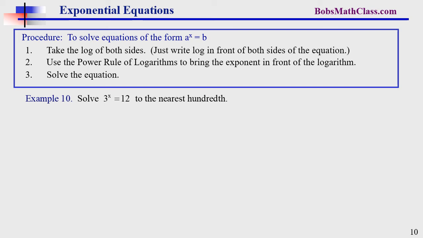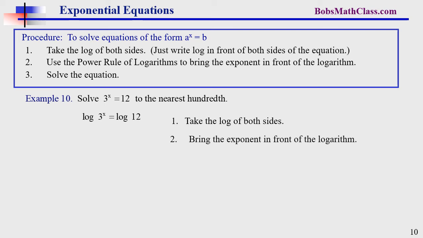All right, so here's our equation. 3 to the x equals 12. Step one is take the log of both sides. So put log in front of both sides. What's step two? Bring the exponent in front. So that exponent goes in front of the logarithm. All right, so that x goes right in front. So you just bring it right here in front.